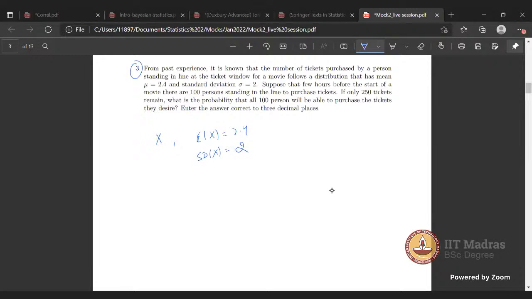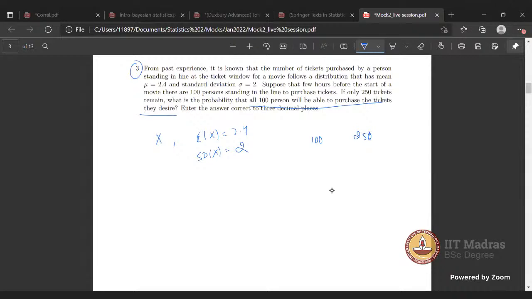It says, suppose that a few hours before the start of the movie, there are 100 persons standing in the line to purchase tickets. If only 250 tickets remain, what is the probability that all 100 will be able to purchase the tickets they desire? So it is given to us that 250 tickets are left, and there are 100 people standing in a queue. We have to find the probability that all these 100 people will be able to purchase whatever number of tickets they want to buy.